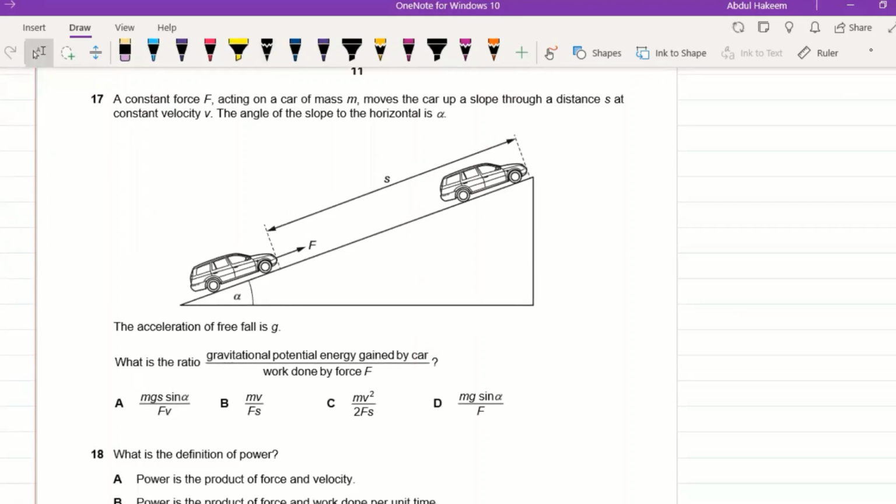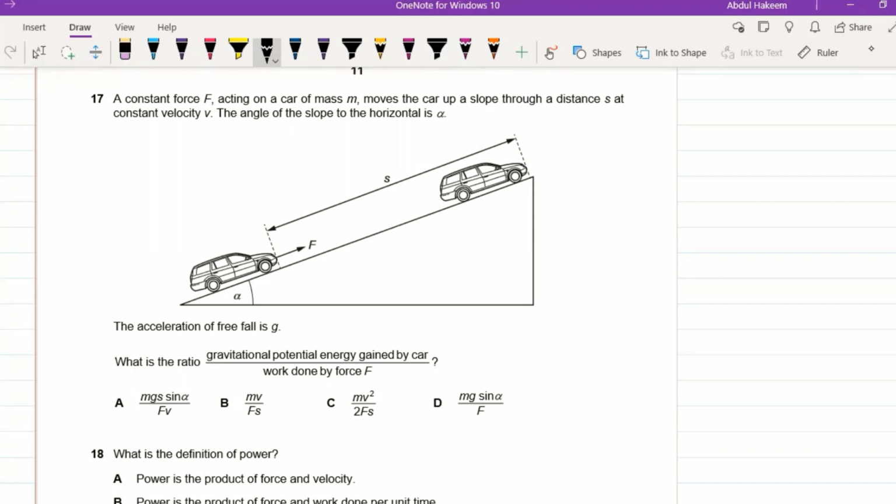Look at this question. A constant force F acting on a car of mass M moves the car up the slope through the distance S at the constant velocity V. The angle of the slope to the horizontal is alpha. The acceleration of free fall is g. What is the ratio of the gravitational potential energy gained by the car to the work done?